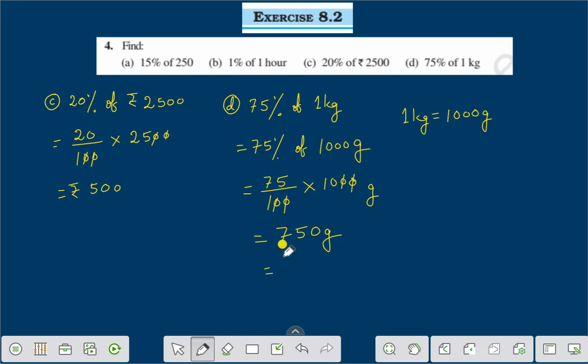Or you can change it into kilogram. That is 750 by 1000 kilogram, and that comes to 0.750 kg. Right? That is 0.750 kg.